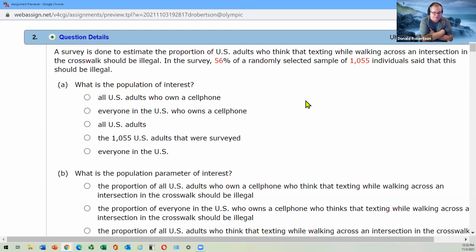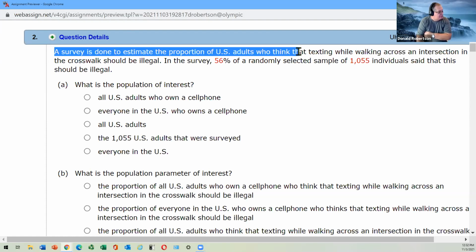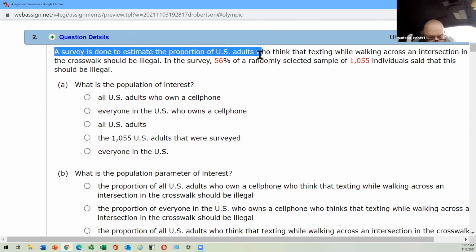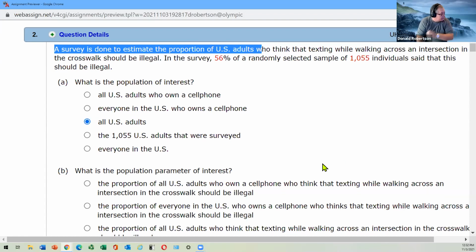There are 5 dots. All US adults who own a cell phone? No. I like all US adults. To me, the clue is right there. Oh, so it's just all US adults. Yes. Would you agree? Okay, yeah. Right. Okay.